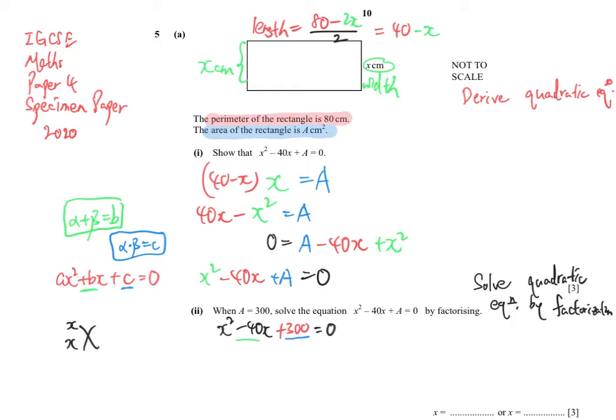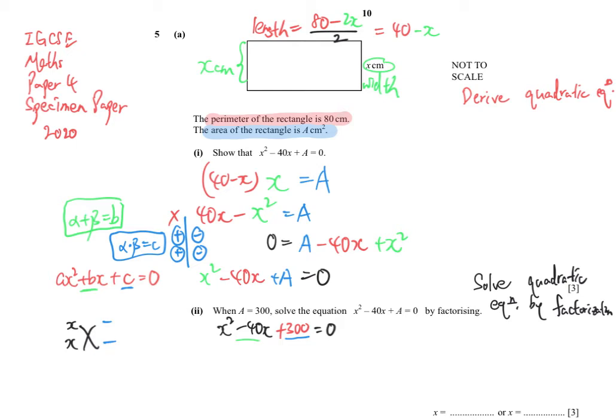So the two numbers must be either both positive or both negative to multiply up to a positive c. But if these two numbers are positive, then they add up to the value of b, but b here is negative 40. So when these two are positive, it can't make negative 40. So we can choose the sign: it must be negative and negative for the two values.